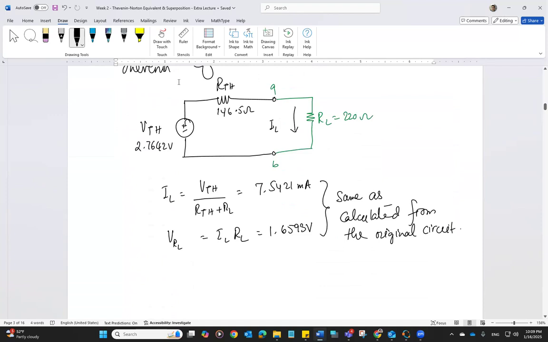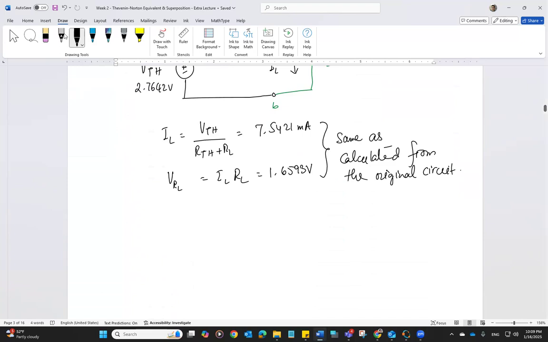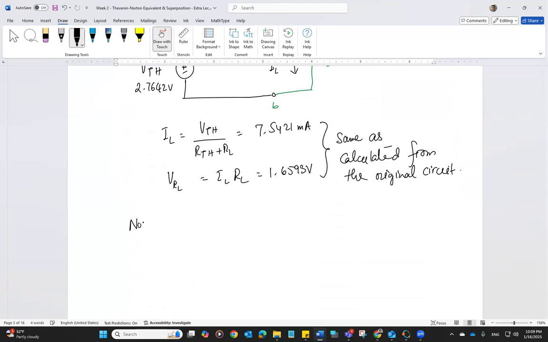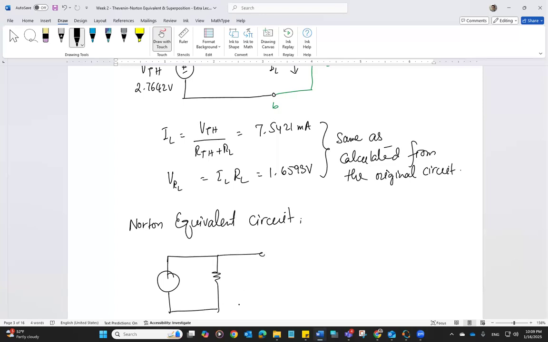If you want to convert the circuit into Norton, very easy. You just apply the source transformation here, and the Norton circuit will simply be: you have the Norton source, the Norton resistance, which is the same as the Thevenin resistance, and nodes A and B, across which you will have your load resistance connected.